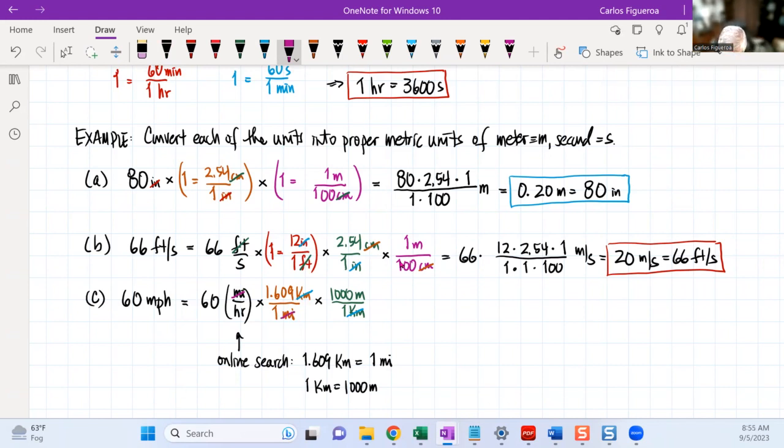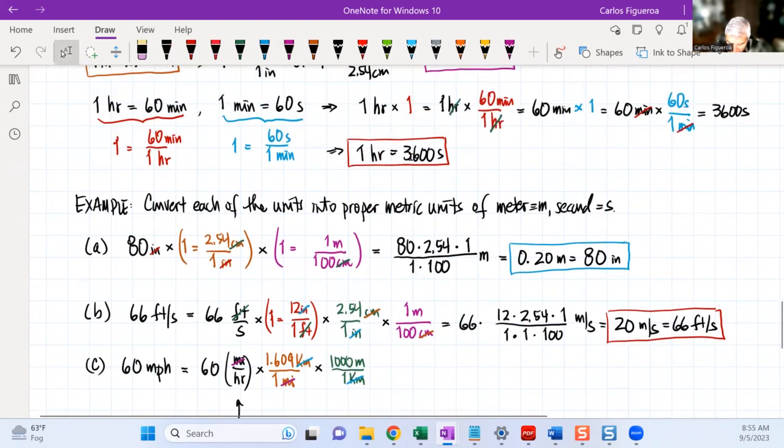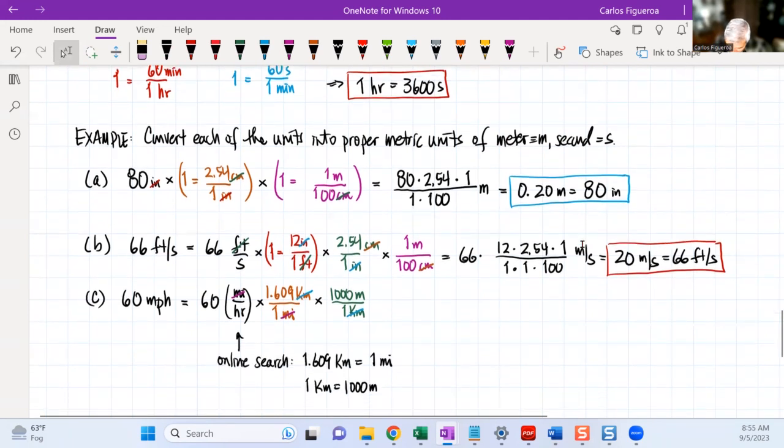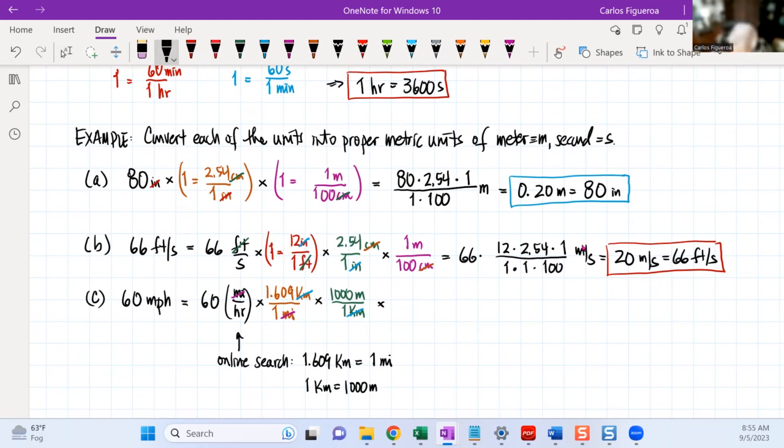So now I got it into meters, but now I need to convert hours into seconds. We just did here that 1 hour is 3,600 seconds, so I'm going to use that. Look at hours, it's in the denominator, so I now need hours to be in the numerator. So 1 hour is the same as 3,600 seconds.